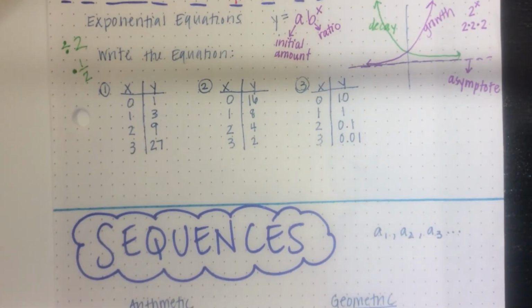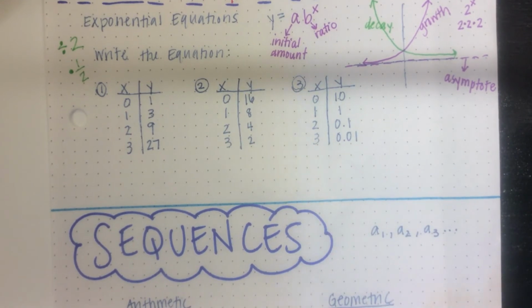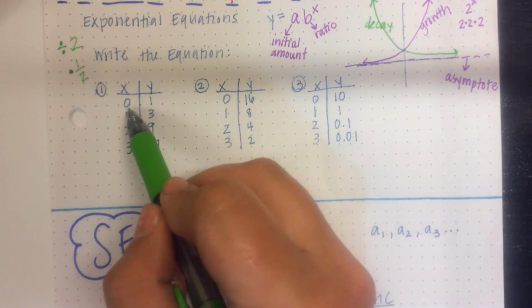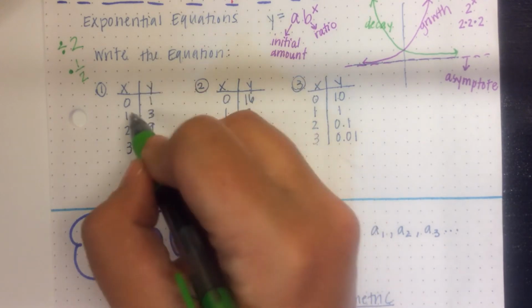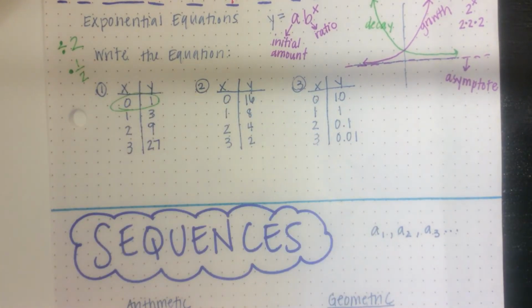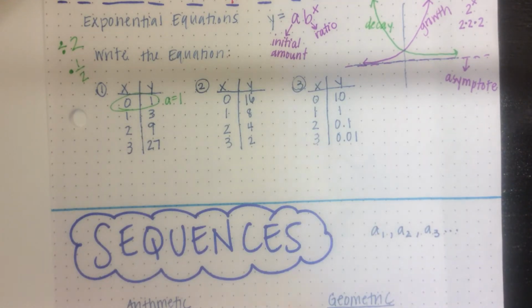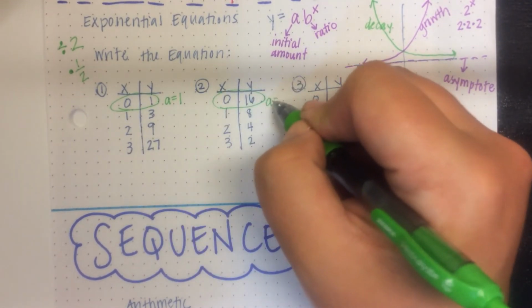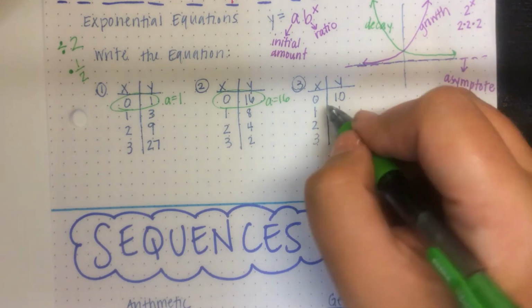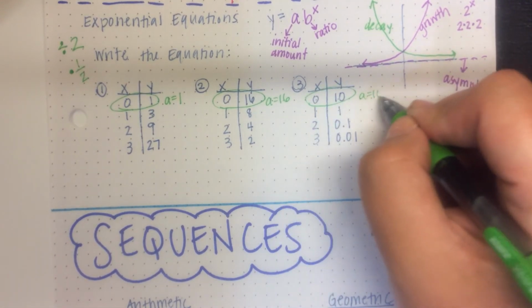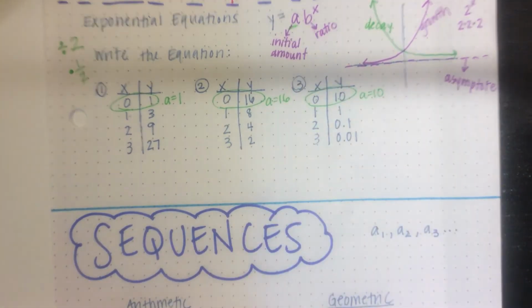What we're going to do is write the equation when I give you a table. Okay, so in these tables, I'm always going to give you your initial amount. That's when x equals 0. So my initial amount is going to be a 1, right? So that means a equals 1 here, right? For this one, a equals 16. And then for this one, a equals 10. So that's always the a part that we work with.